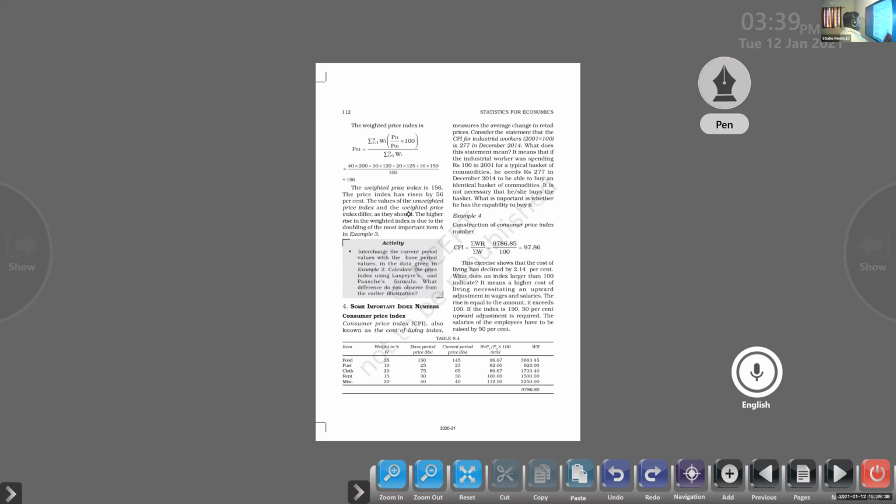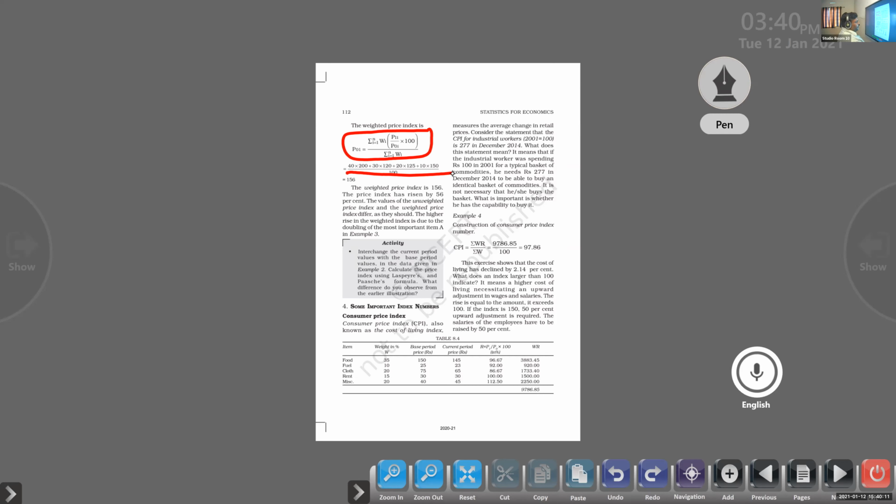Okay. Next one, applying these numbers in the equation. Here you don't subtract 100, because we are multiplying by 100 again. The weighted price index P01 is equal to sigma, i equals 1 to n, of Wi multiplied by P1i divided by P0i into 100, all divided by sigma, i equals 1 to n, of Wi. This equation is a complicated one, but go for the calculation. It is so simple to understand here.